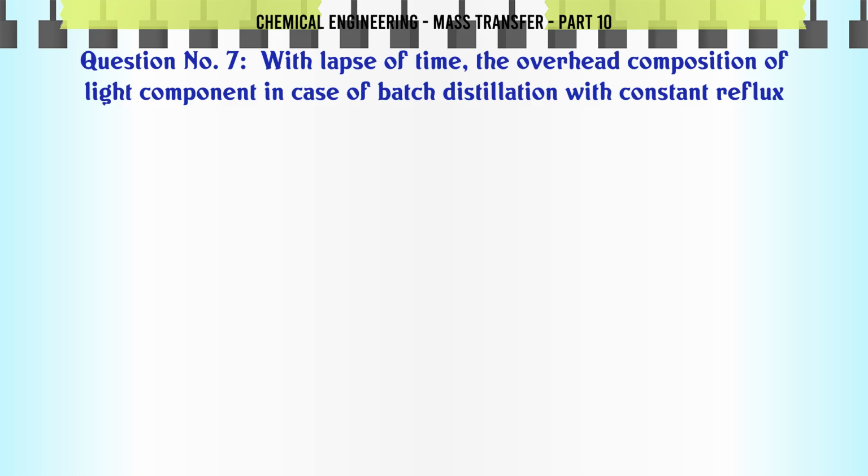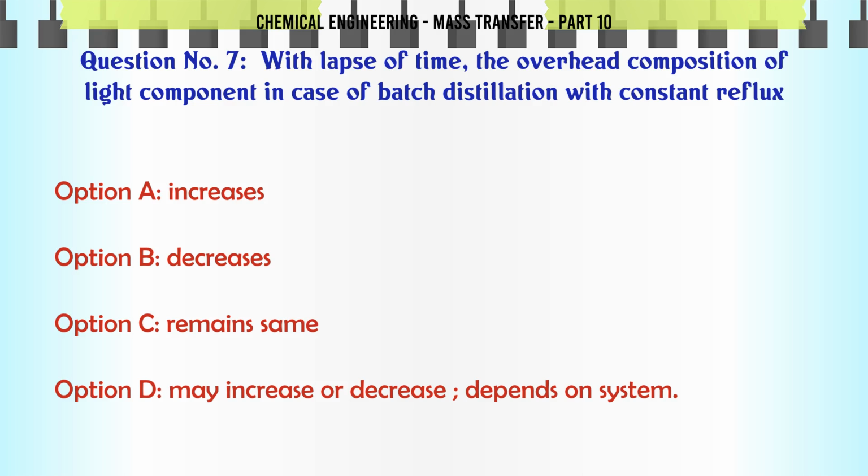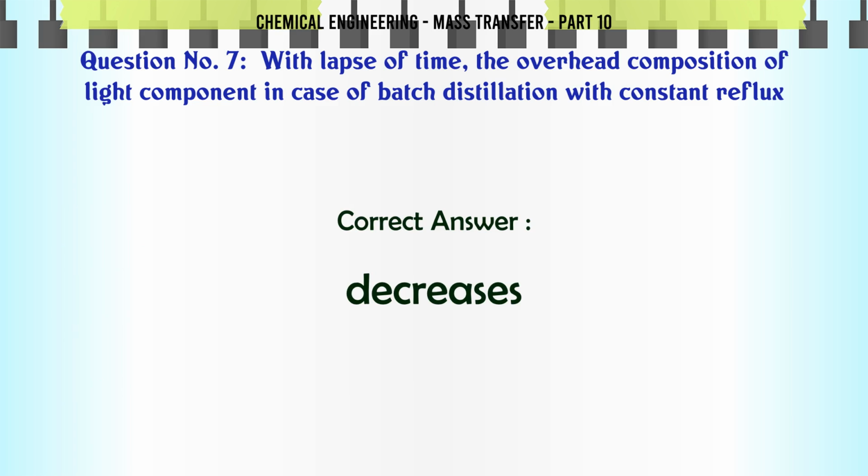With lapse of time, the overhead composition of light component in case of batch distillation with constant reflux A. increases, B. decreases, C. remains same, D. may increase or decrease, depends on system. The correct answer is decreases.